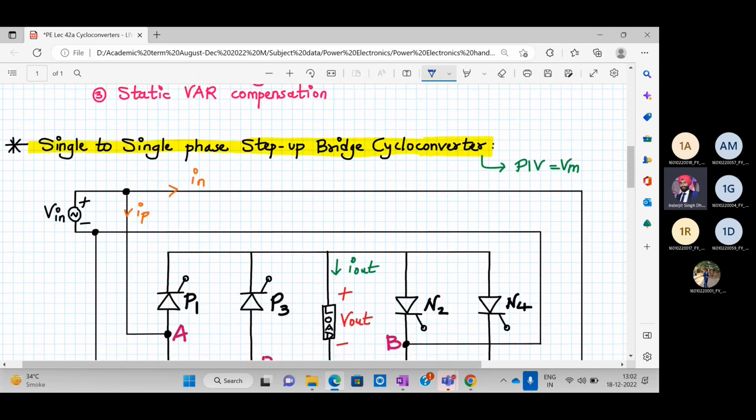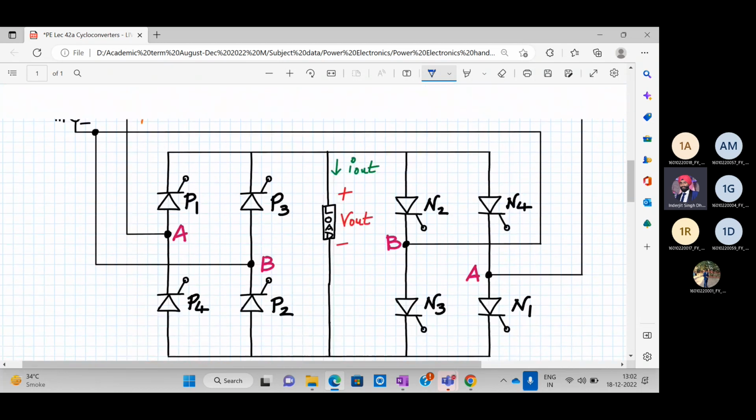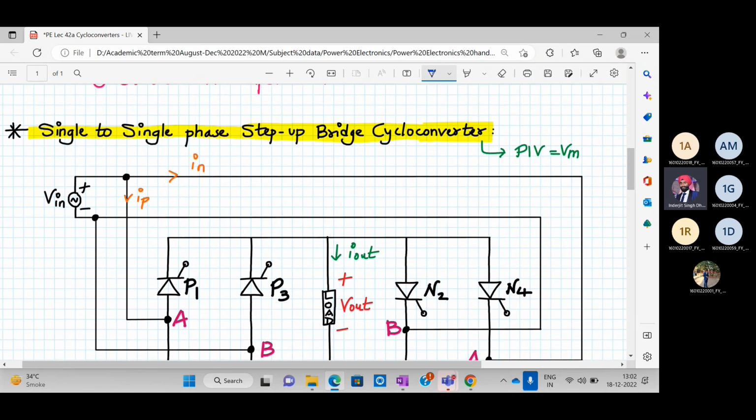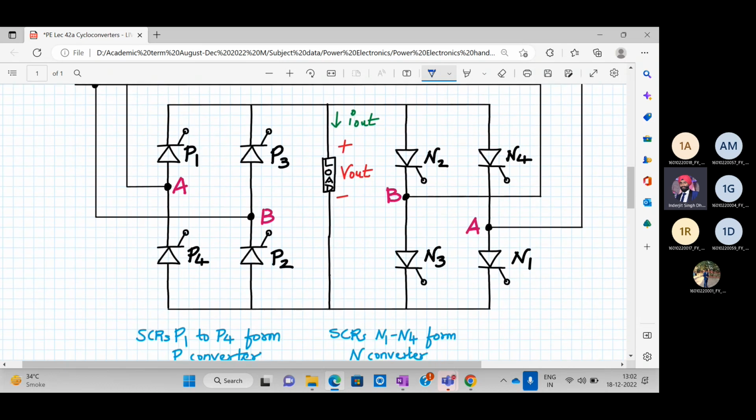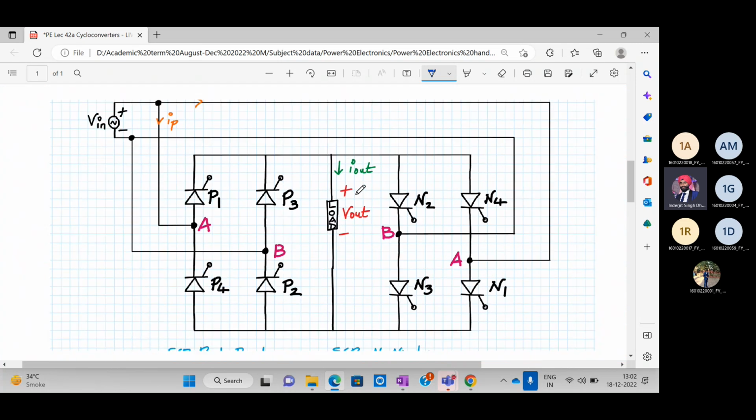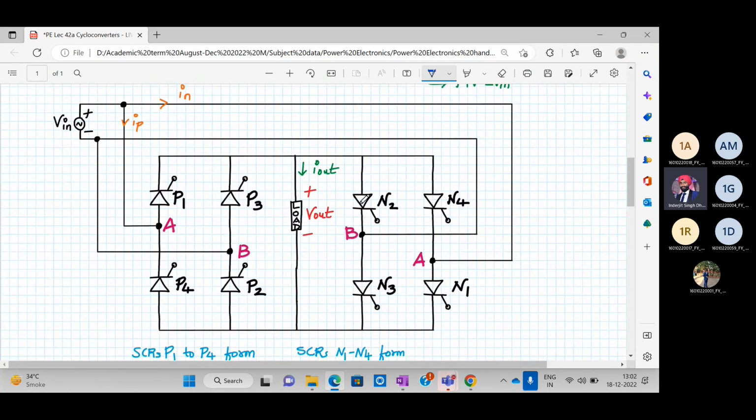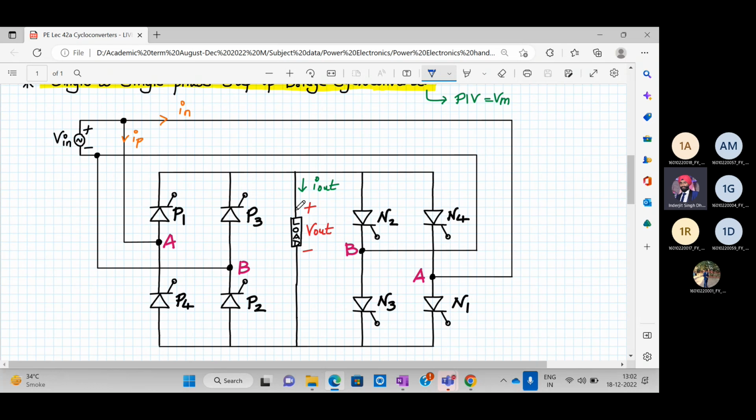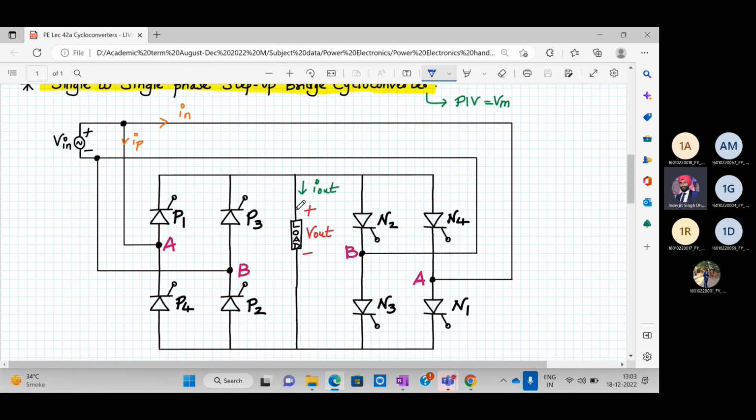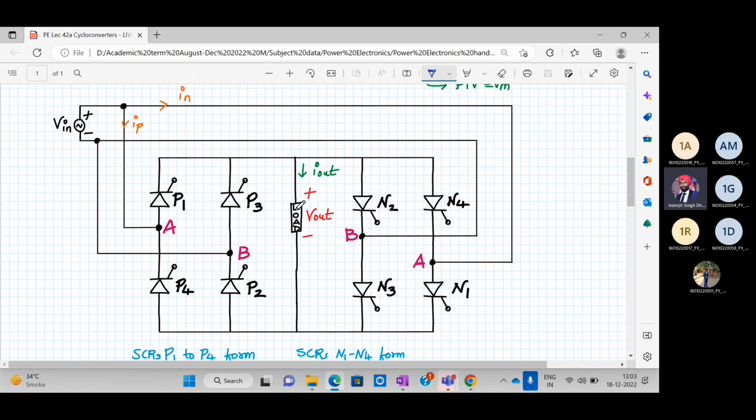Now let us begin with the circuit diagram directly. Single phase to single phase step up bridge cycloconverter. I have taught you the dual converter, no, right? I have not taught you the dual converter, right? Correct, the dual converter is not yet covered. I'll cover that, maybe in half an hour. We'll take it some other time, not now. Today I'm winding up in the next 10 minutes. So you just understand the circuit and then I'll explain how it works.